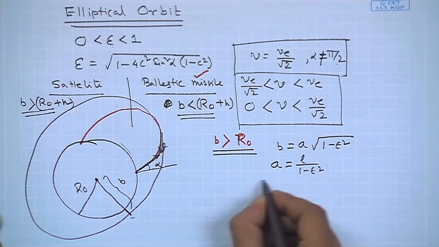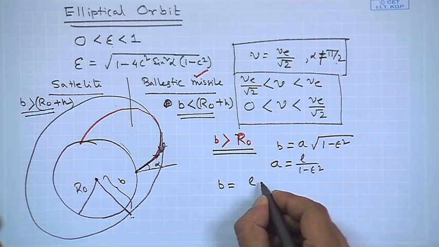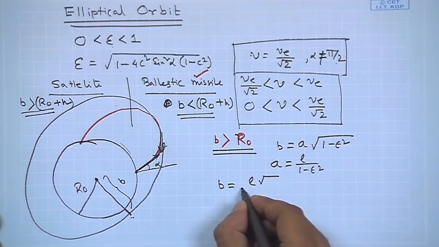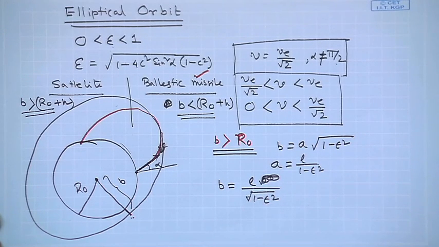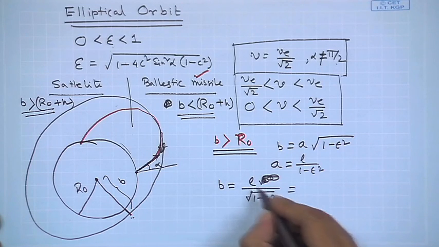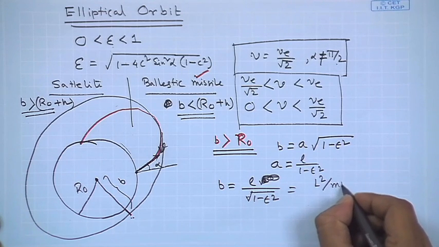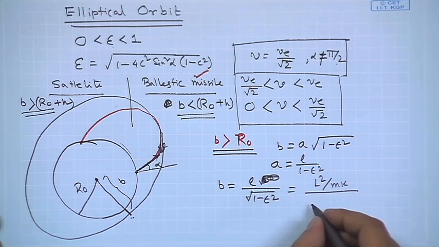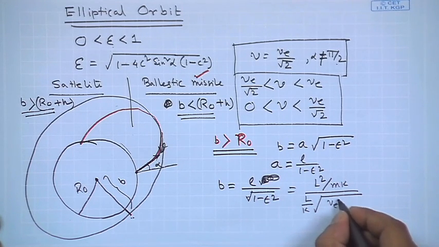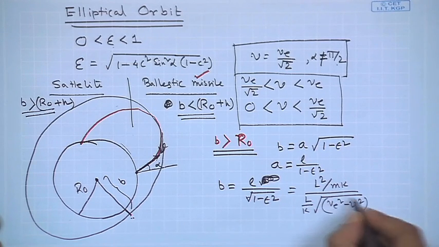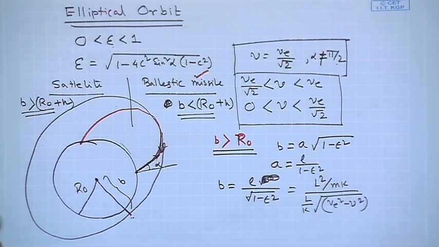Okay. So, in terms of L, B is equal to L divided by root over 1 minus epsilon square, right. Now, if we substitute the values for L and epsilon, we see it is L square by m k divided by L by k root over V e square minus V square. So, we just have to go back to the definition of epsilon and substitute this here.